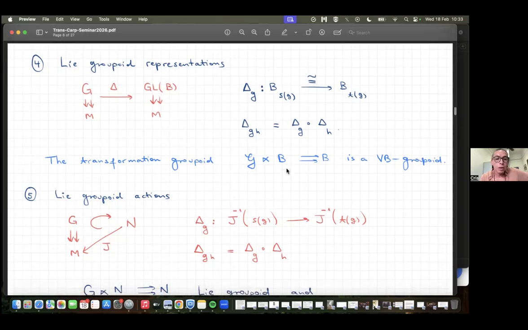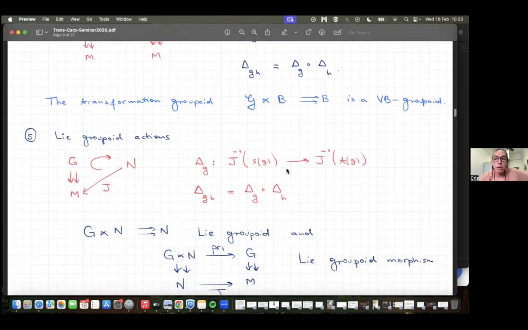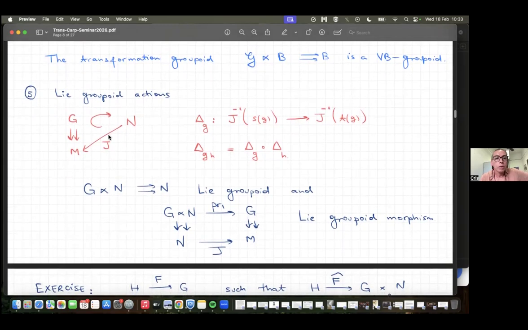More generally, one can look at Lie groupoid actions. So one has here a groupoid G acting on a manifold N, but we need an extra data, which is given by a map J from N to M. And arrows in G act along the fibers of J. And this action is compatible with the composition. So it's really an action.